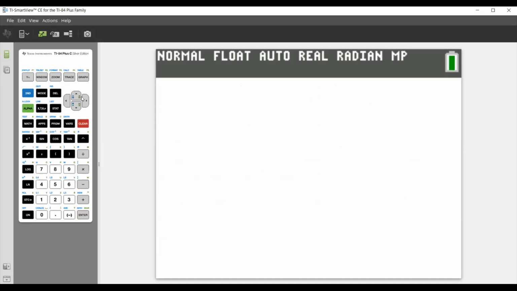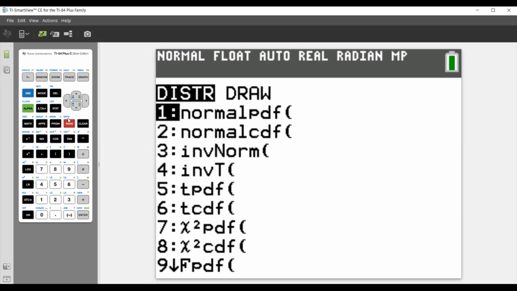And I want to know the probability that x is greater than 85. All right, x is greater than 85. So you're being asked to find the probability that x is greater than 85. So again, you're going to use normal CDF because you're being asked to find an area or probability.